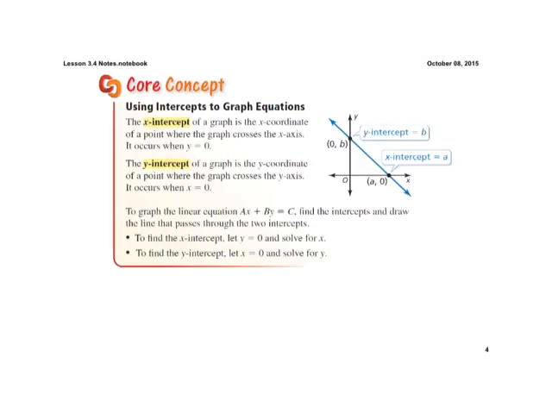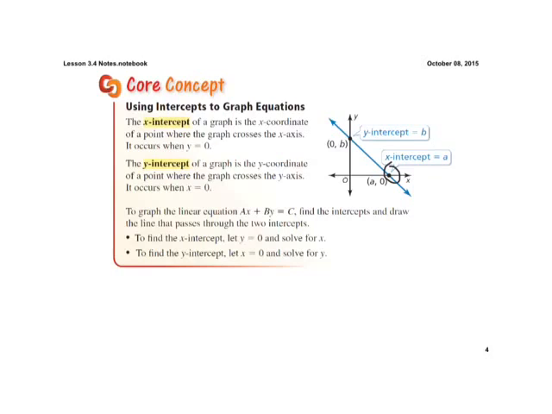Alright, next we're going to graph using intercepts. An x-intercept is where our line crosses the x-axis. That is where y is equal to 0. On this point right here on our graph, it crosses the x-axis where y is 0.